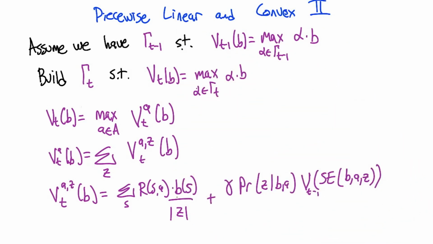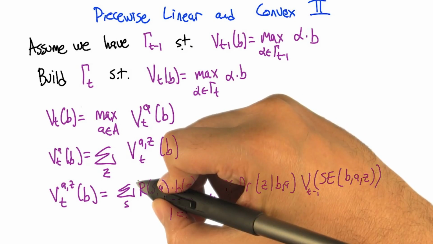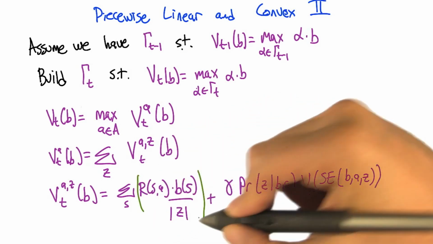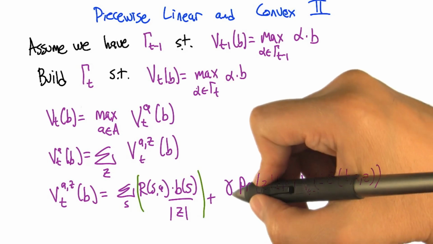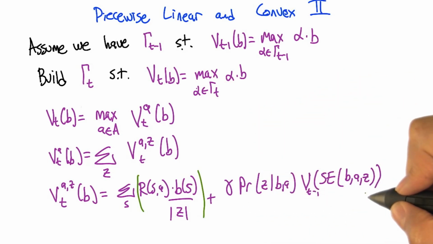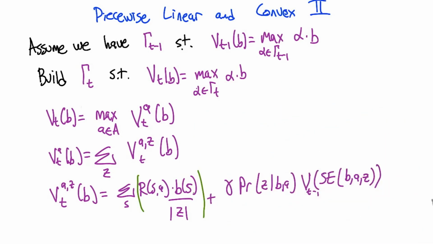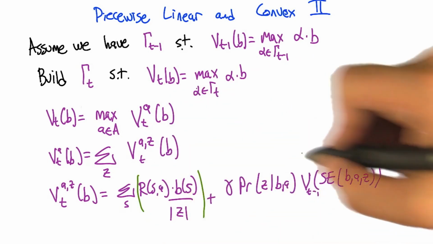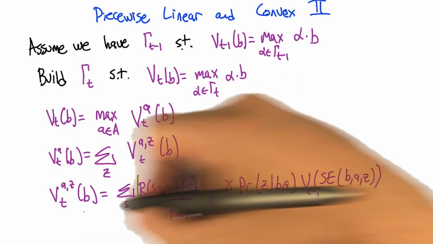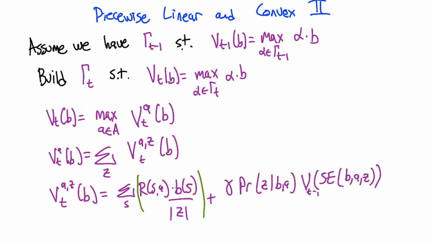So the sum over s is just for the thing on the left side of the plus. Yes, because it's just the reward. And what's going to happen is this side is also going to have a sum over s in it, weighted by b of s. And that's going to allow us to actually think about this whole thing as a dot product of the belief state with some kind of messy vector.